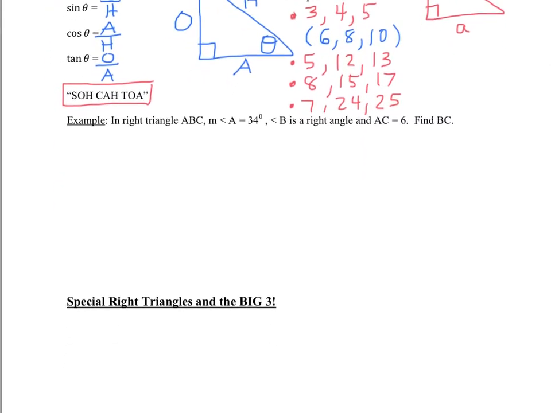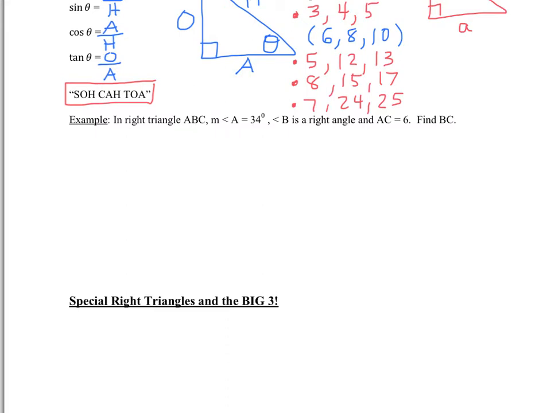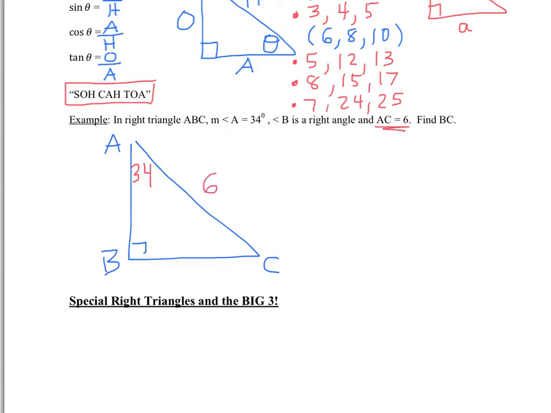We have in right triangle ABC, they give us some information here. So right away we want to draw this out. They tell us that B is the right angle. Now it doesn't matter where you put A and C, so I'll put my A up there, my C down there. I could have reversed A and C, but B must be the right angle. So A is 34 degrees, and AC, this is referring to the side, that is 6. We're looking to find BC, so let's call this X.